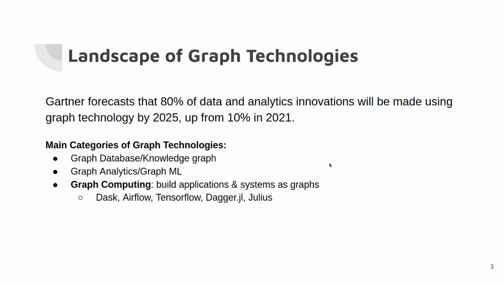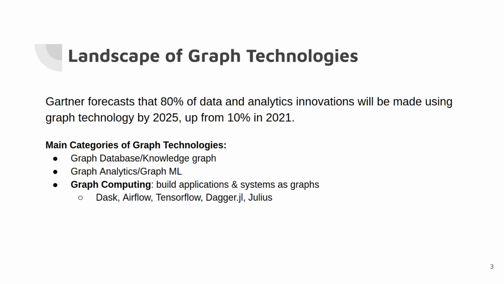So first, what is graph computing? Graph computing actually is a part of this broader field called graph technologies. Graph technology has recently been trending and attracted a lot of attention. Gartner forecasts that 80% of data and analytics innovations will be made using graph technologies by 2025, up from 10% in 2021. So this is a huge forecast of growth and a huge vote of confidence by Gartner.